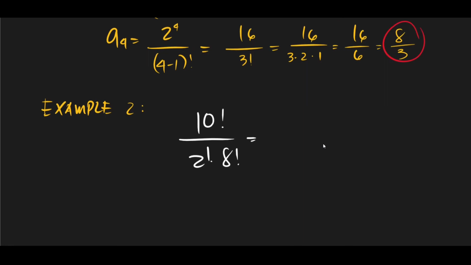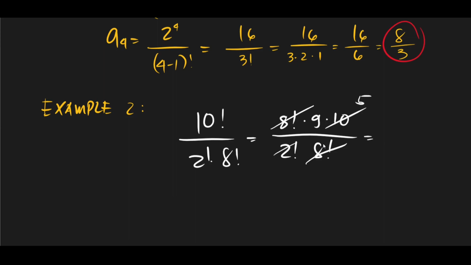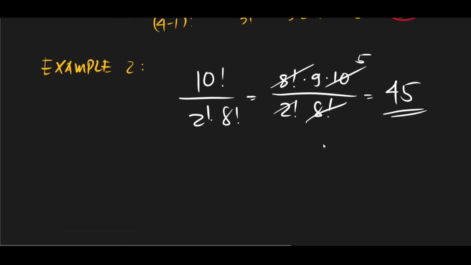So as we know, we can express 10 factorial as 8 factorial times 9 times 10, right? Divided by 2 factorial times 8 factorial. We can cancel 8 factorial out. And then we know that 2 factorial is 2. And then we cancel that. I have 5 right here. And then you will get 45. Okay? So that's how you simplify the factorials.